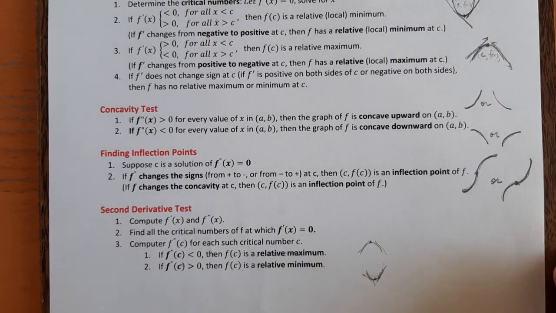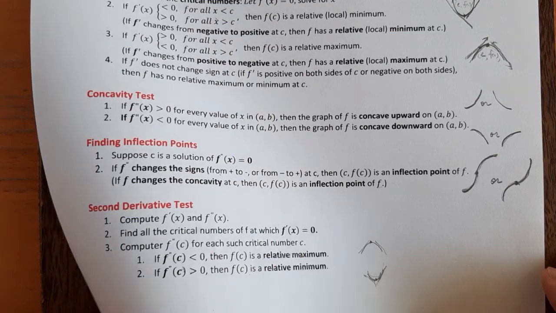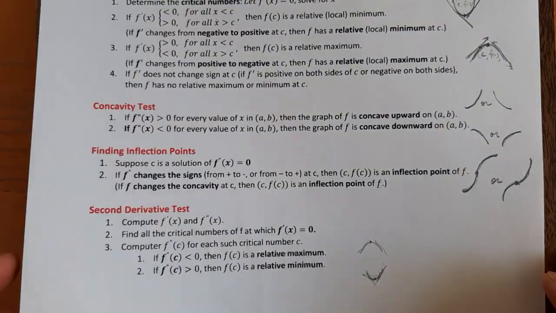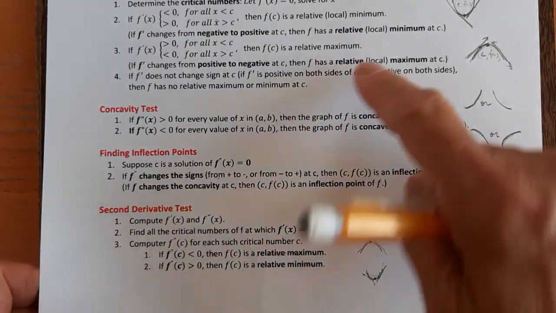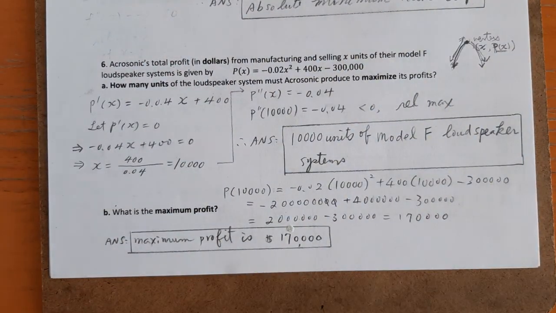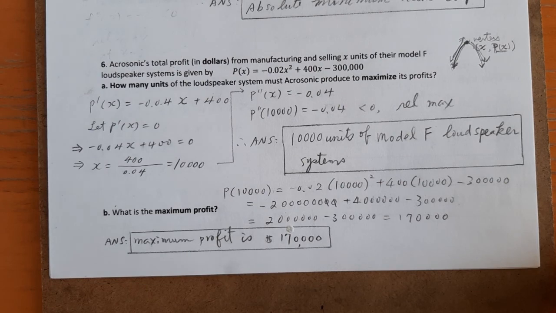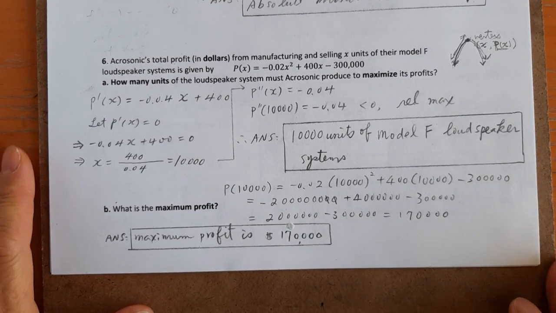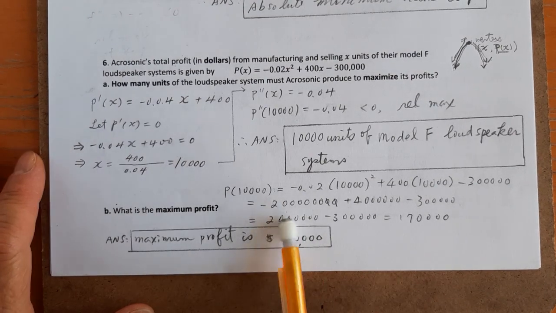There are two tests. You can use either the first test or the second test to determine relative minimum and relative maximum, also called local minimum and local maximum. So let's try this one.